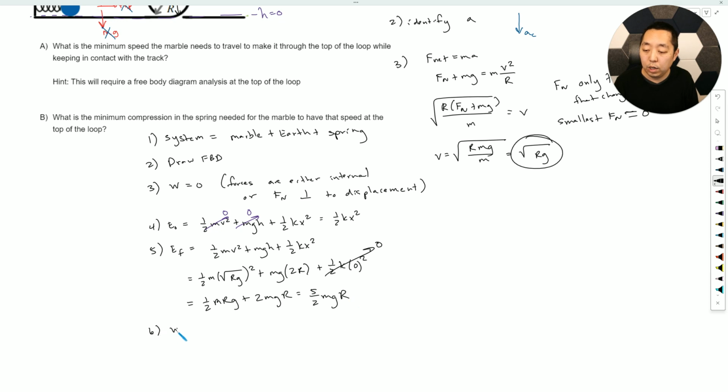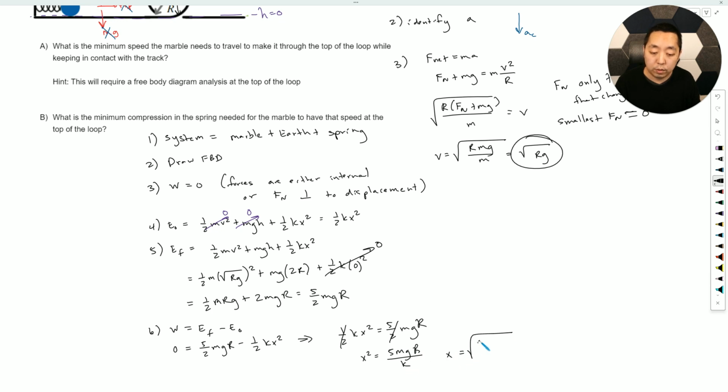Now we do work is the change in energy. The work was 0. The final energy was 5/2 mgr. The initial energy was 1/2 kx squared. And we want to solve for x. So 1/2 kx squared is equal to 5/2 mgr. The 2's cancel, so x squared is equal to 5 mgr over k. And so x is equal to the square root of 5 mgr over k.